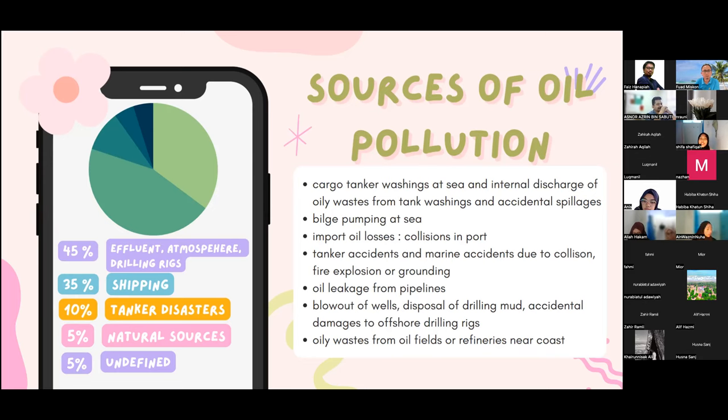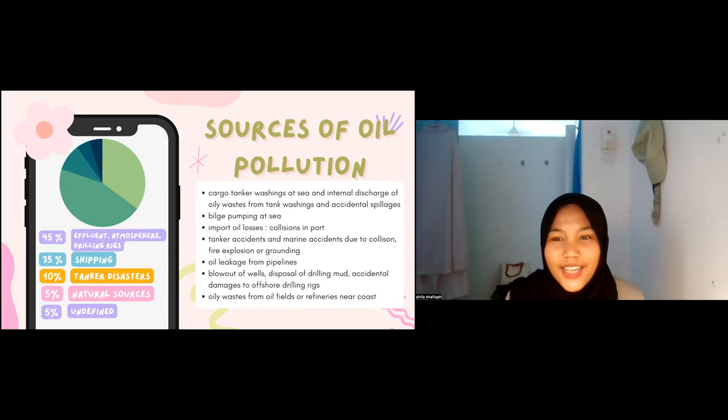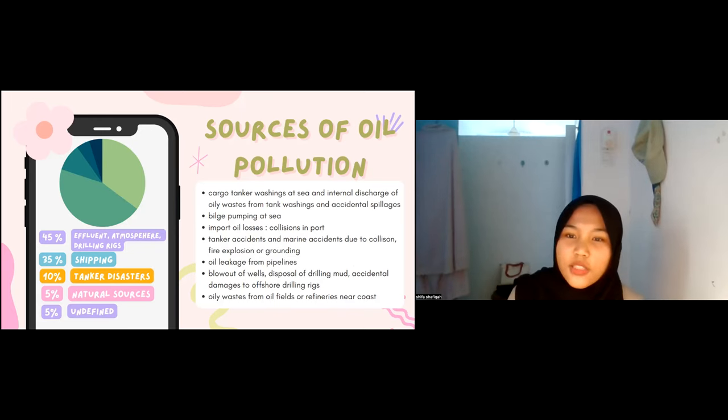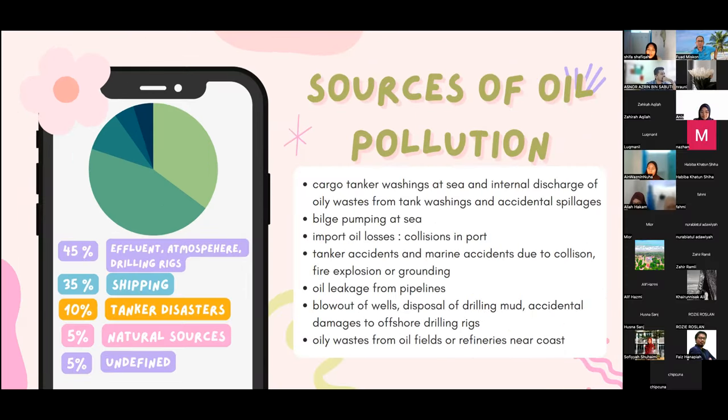Okay, import or loser collision. There is one case reported near Johor. Two ships collided, and it triggered a major oil spill. So this one can cause a major oil spill. Next, tanker accidents and marine accidents due to collision, fire, explosion, or grounding. Next, blowout of wells, disposal of drilling mud, and accidental damage to offshore drilling can be caused by equipment breaking down. Lastly, oil wastes from oil fields or refineries.